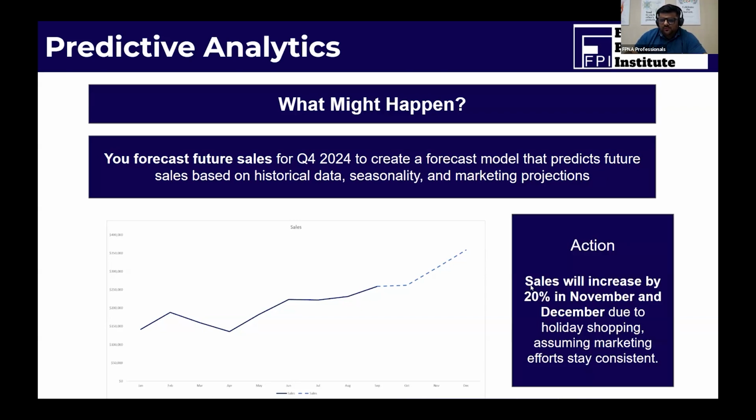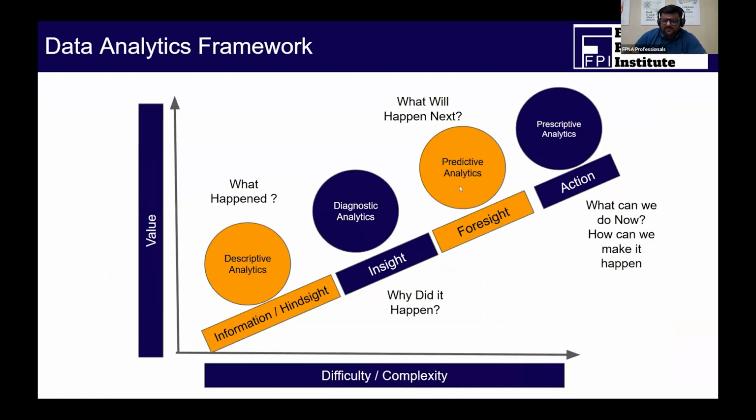So after this, you do the forecast and you figure out if sales will increase by 20% in November and December due to holiday shopping, and you are assuming that marketing efforts will stay consistent. You will not be doing extra marketing, but you will continue it at the same level. Based on that assumption, you expect that sales in November and December will increase by 20%. That is what you are doing as a prediction, or predictive analytics: what will happen in the next quarter. So that was predictive analytics.